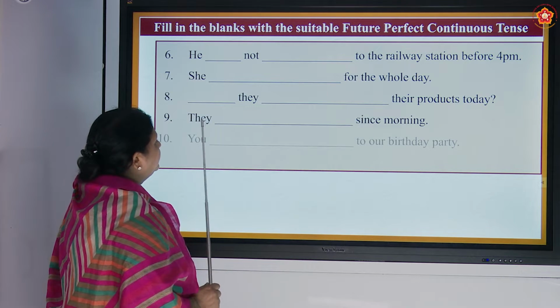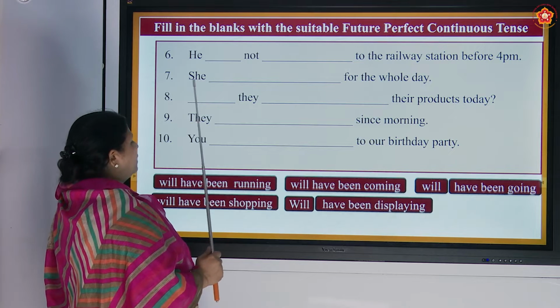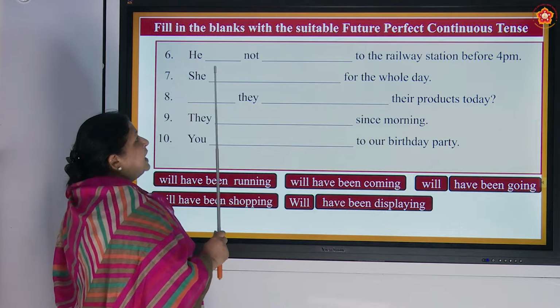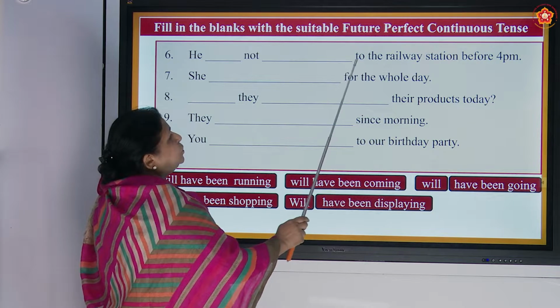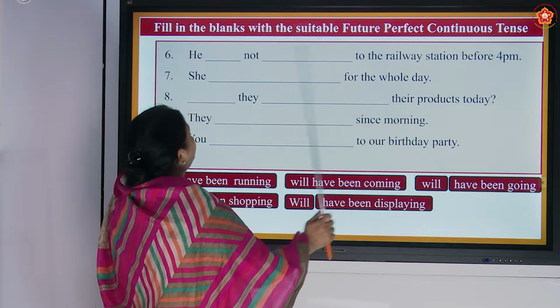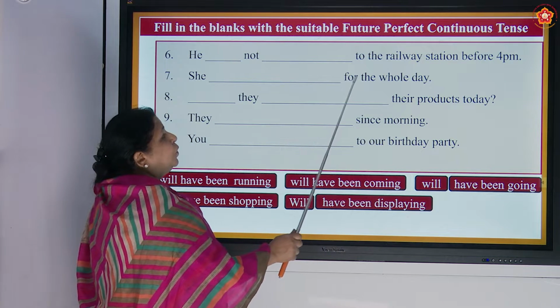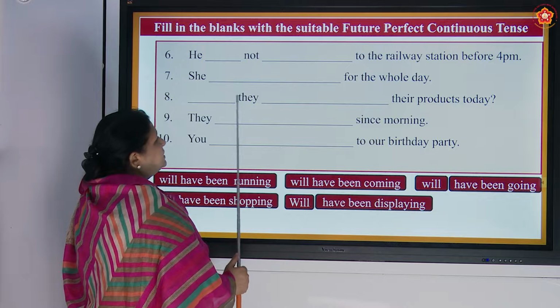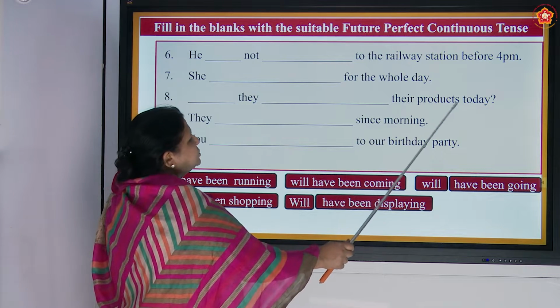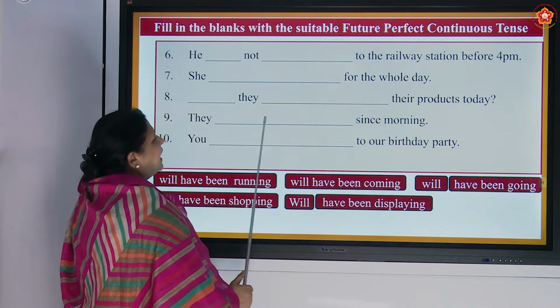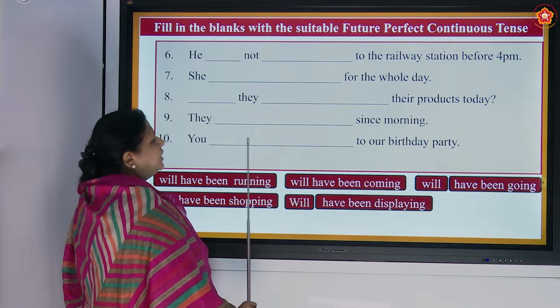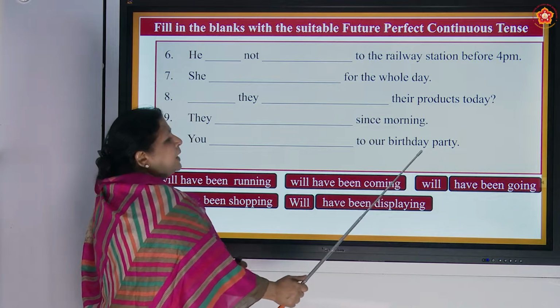Yes, some more. Now it is filling the blanks and you have to fill the blanks. He dash not dash to the railway station before 4 p.m. She dash for the whole day. Dash, they dash their products today. Okay. They dash since morning. You dash to our birthday party.